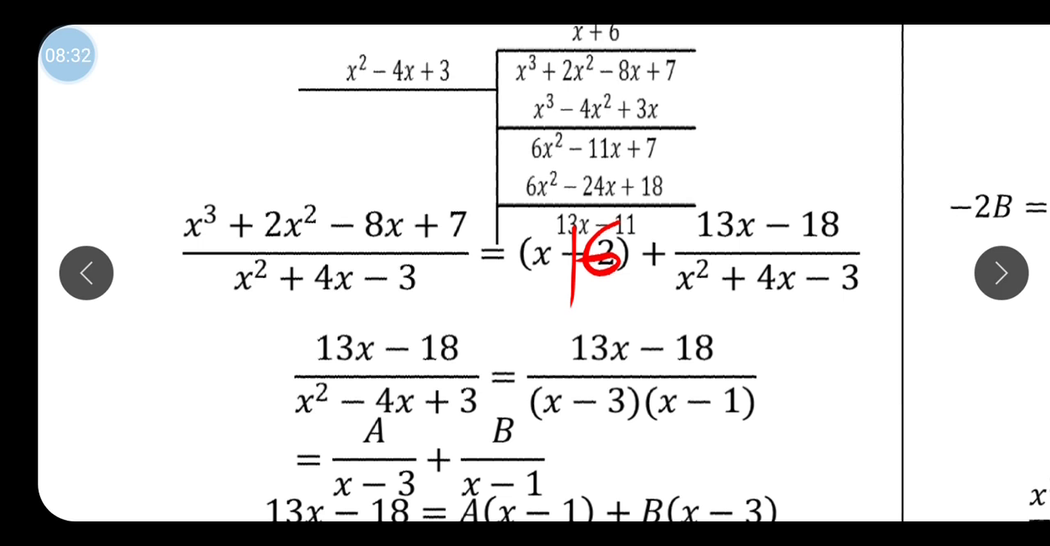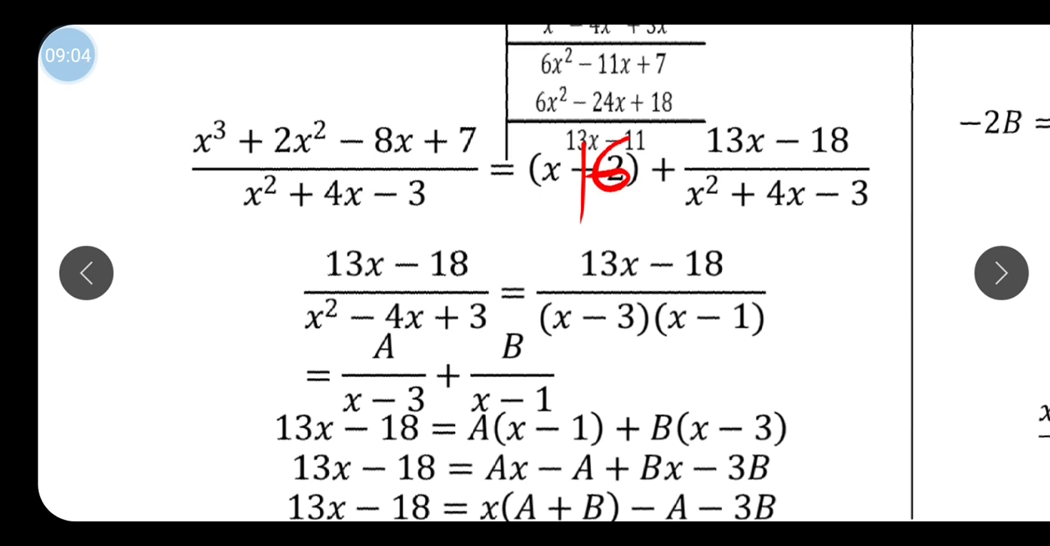And so the first thing to do there is to check if the denominator x squared plus 4x minus 3 is factorizable. And of course it is. So you factorize it, and when it is factorized, it will give us x minus 3, open bracket, x minus 1. So 13x minus 18 over x squared minus 4x plus 3 will therefore be equal to 13x minus 18 over x minus 3 times x minus 1.